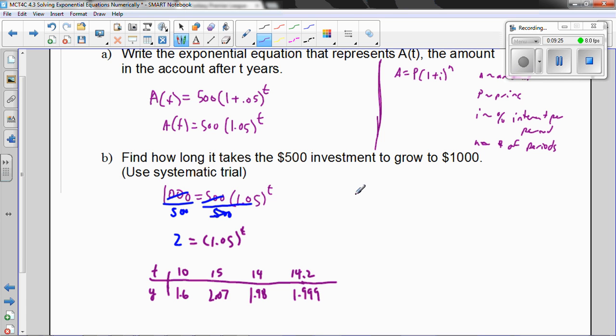And so then I'd say, therefore, it will take about, actually I'm not going to say about, just over, because it's going to be a little higher than this value, 14.2 years to grow. And now notice that this was to double, right? For $500 to $1,000, this is a doubling.